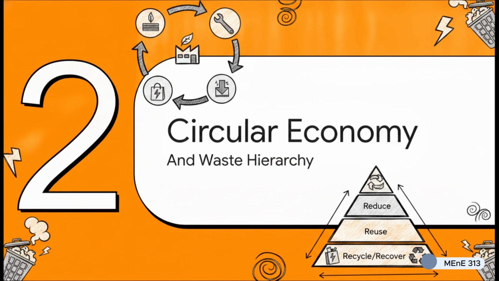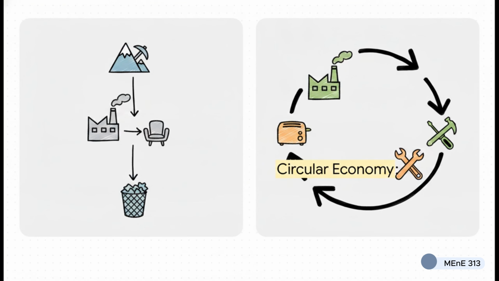Moving right along to Section 2, the circular economy and waste hierarchy. In a traditional linear economy, the model is simple but pretty destructive. Take, make, use, and waste. Materials are permanently discarded. But a circular economy completely flips the script. Materials are kept in continuous use through strategies like recycling, reuse, repair, and material recovery.